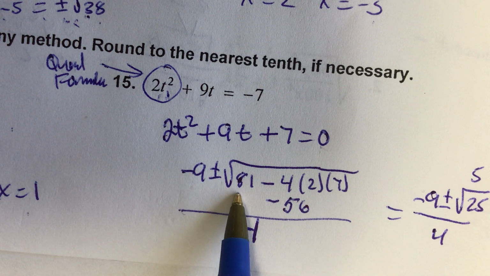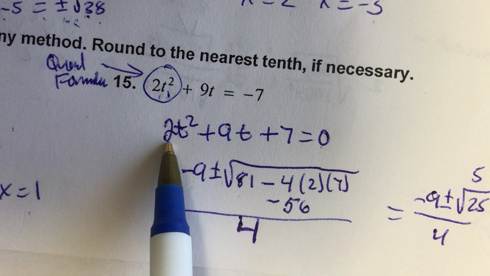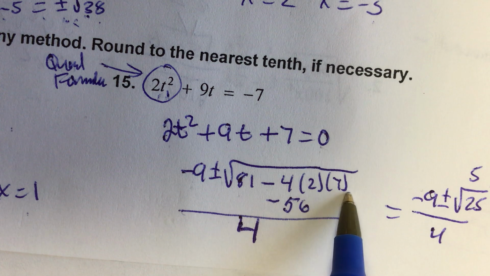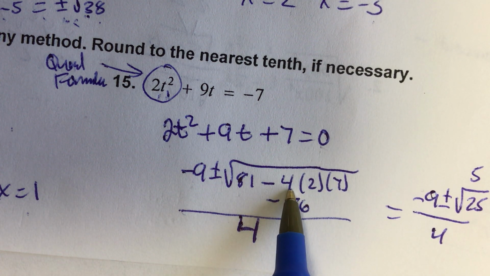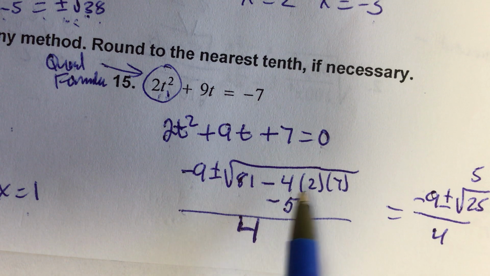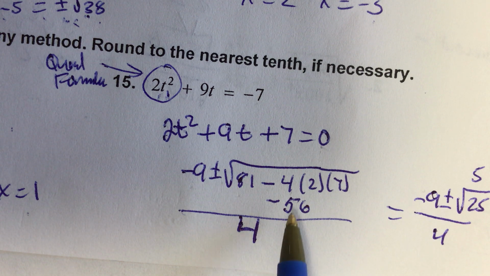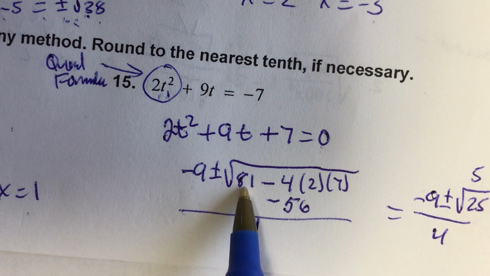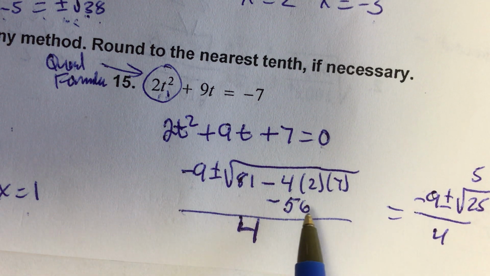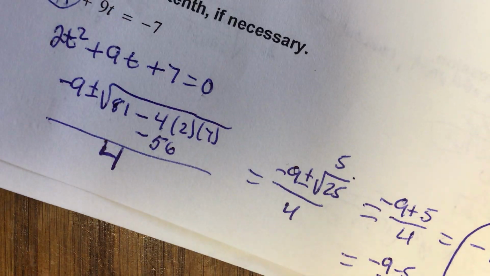Plus or minus the square root of b squared, that's 81, 9 squared, minus 4 times a times c. So negative 4ac. The 4 is a constant that you use every time you do the quadratic formula. The a and the c come out of the quadratic equation. Now I'm going to multiply those together. Negative 4 times 2 times 7 is negative 56. 81 minus 56 is 25.